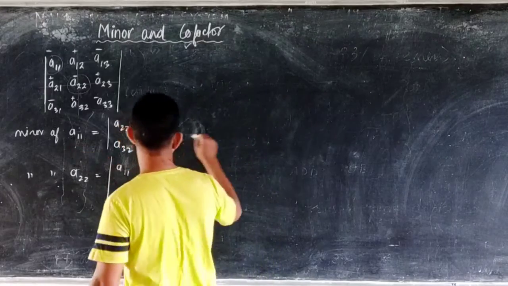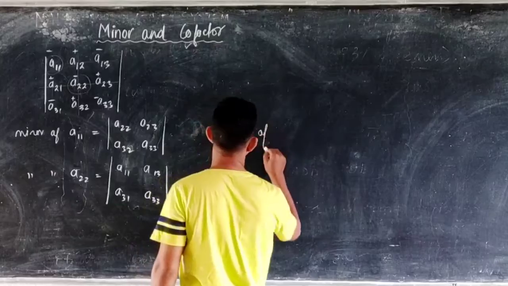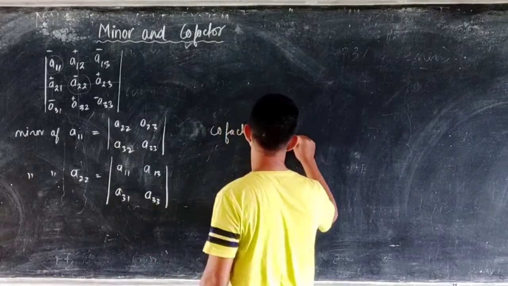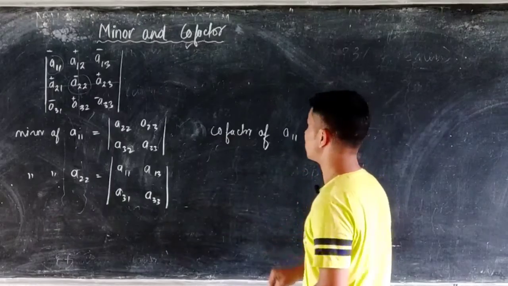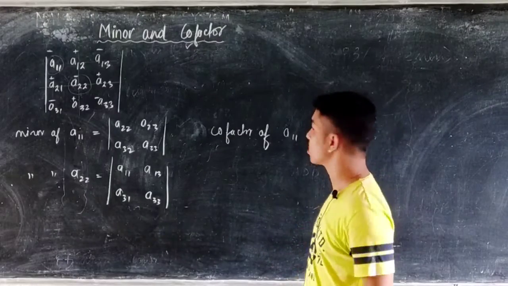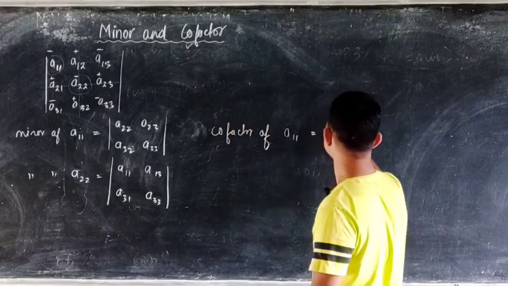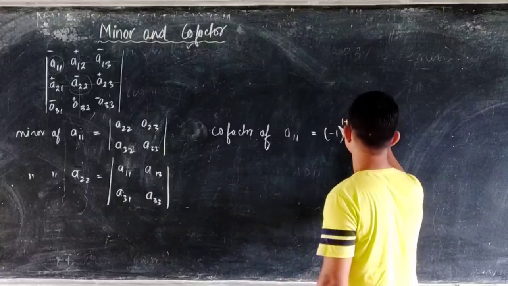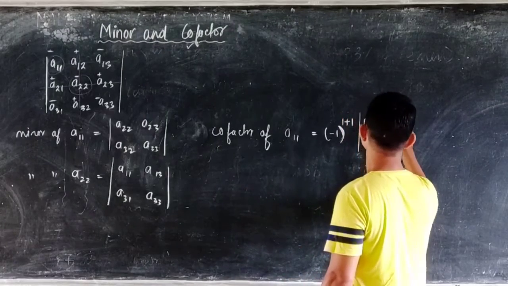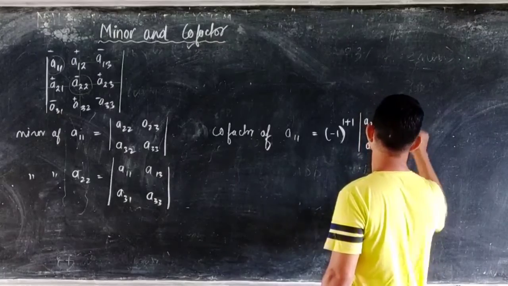If you are asked to find the cofactor of A11, it would be minus 1 to the power of the sum of its row and column. A11 belongs to the first row and the first column, so I write 1 plus 1, into the minor. The minor is A22, A23, A32 and A33.